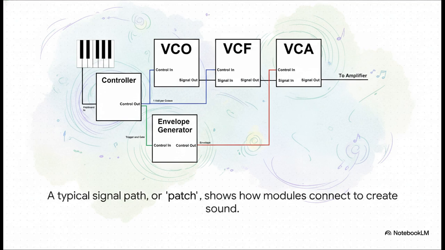Okay, let's zoom in on that signal processing part. This diagram shows the typical journey that a sound takes. It literally flows from one module to the next, getting changed and shaped at every stop. And in the synth world, this exact wiring, this specific route, that's what we call a patch. It's the recipe for the final sound.